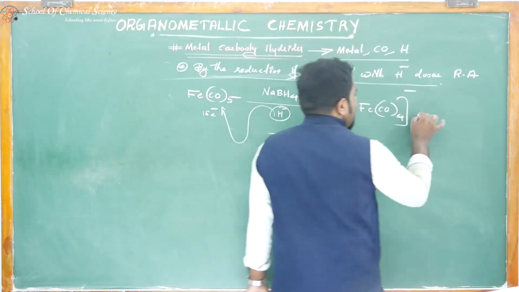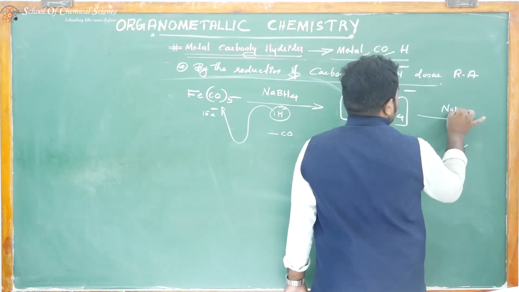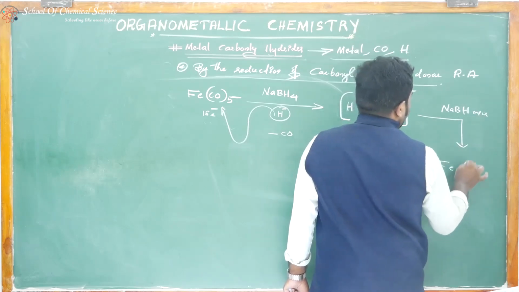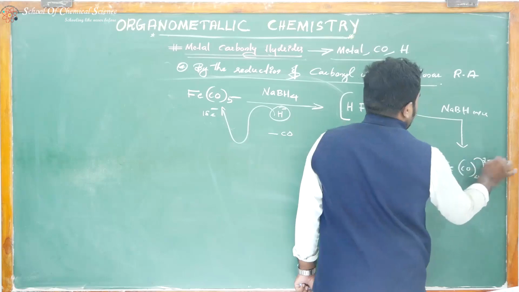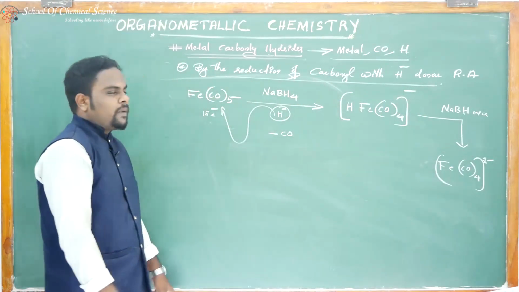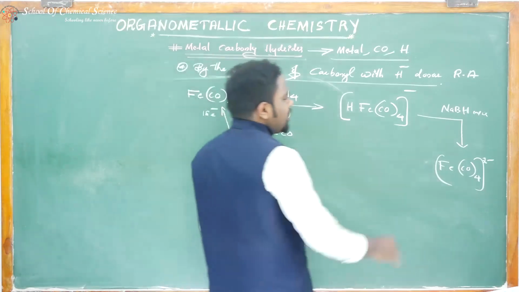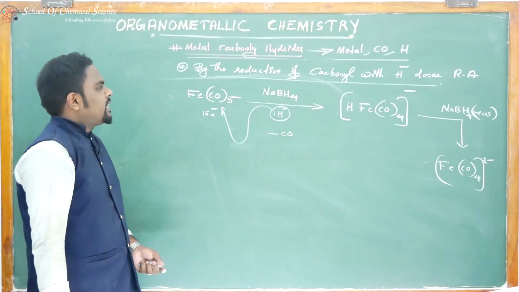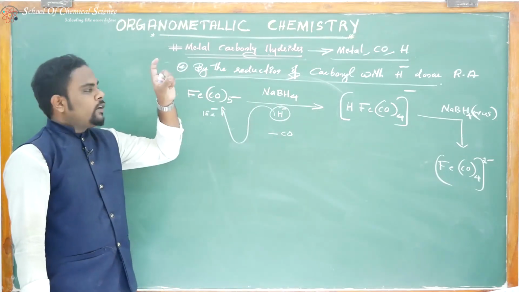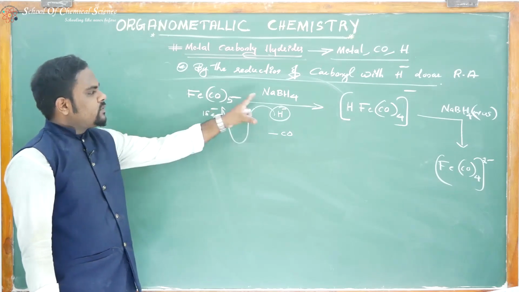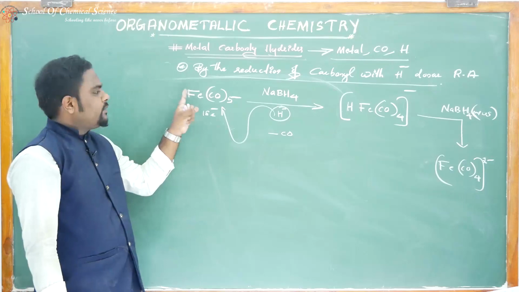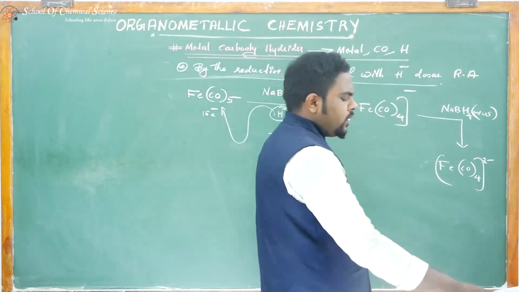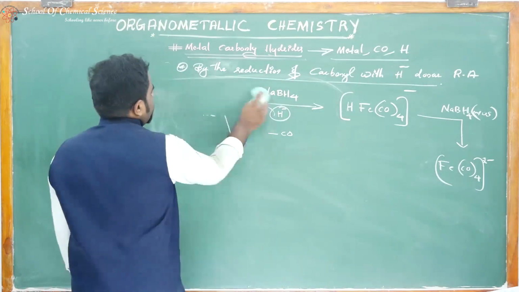Then this will be immediately converted, if sodium borohydride is in excess, into our ultimate product, Fe(CO)4 2 negative, the metal carbonylate ion, or Collman's reagent. So that is the reduction of carbonyl with a hydride ion donor. Fe(CO)5 is an 18 electron species. First step, adding a hydride ion, then one carbon monoxide is eliminated, HFe(CO)4 negative is an intermediate, immediately converted into Fe(CO)4 2 negative. Okay.